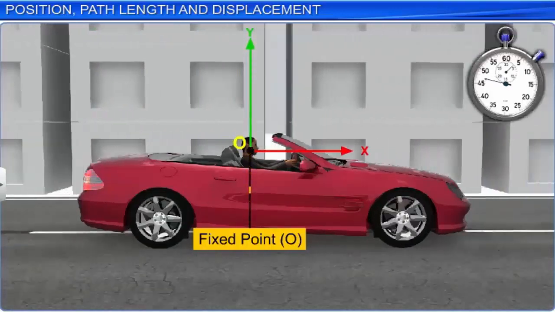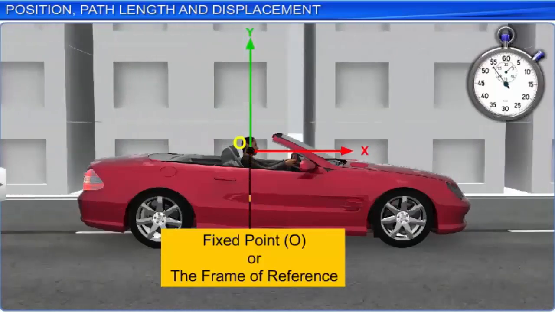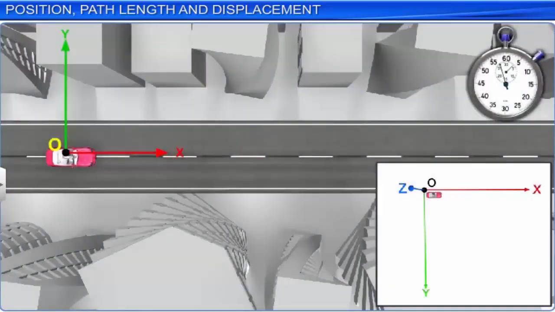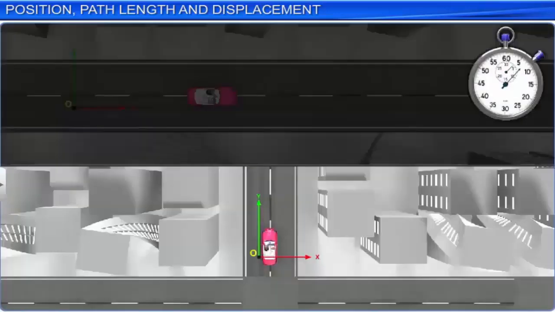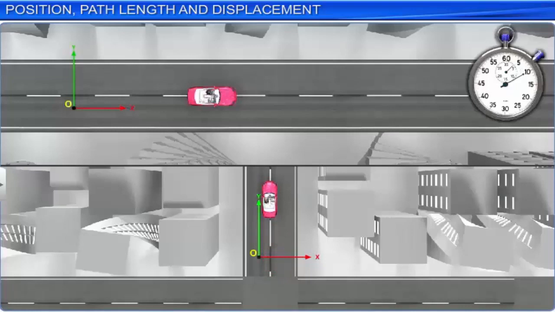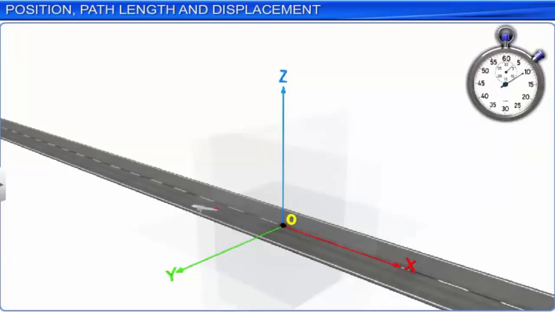If the body has one-dimensional motion, then we consider only one axis of reference. It is either the x-axis or the y-axis. This type of motion in a straight line is known as rectilinear motion. If the body is moving in a plane, then we consider any two of the three reference axes. If the body is moving in space, which is three-dimensional, then we have to consider all the three reference axes.